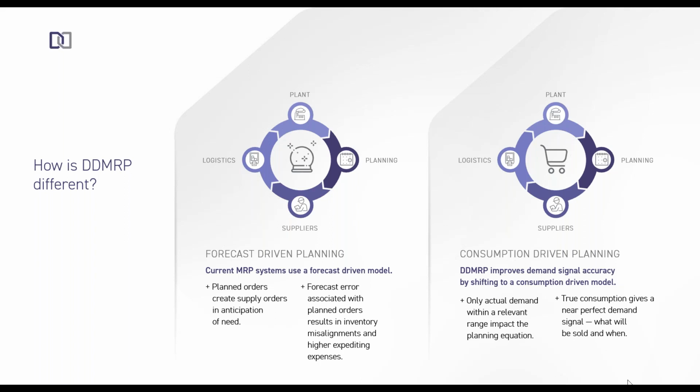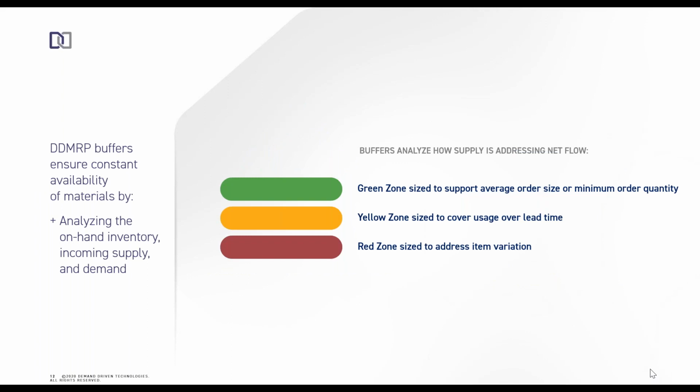And that's how we get these near perfect demand signals in terms of what will be sold and when it will be sold. Now, the way that we're able to do that instead of relying on those forecasts is through using these DDMRP buffers. These buffers are applied at the item location level, and where we've applied them, we expect constant availability of materials. There are 3 zones when we look at these buffers.